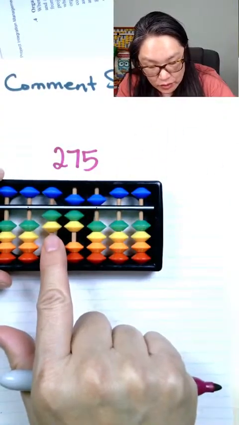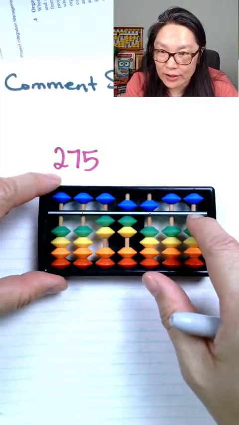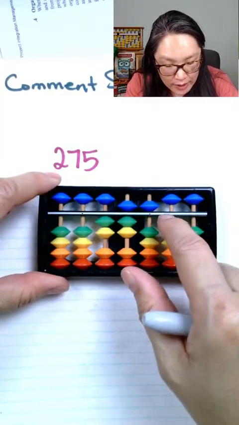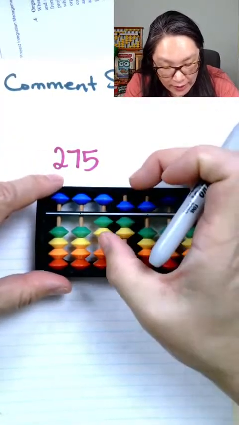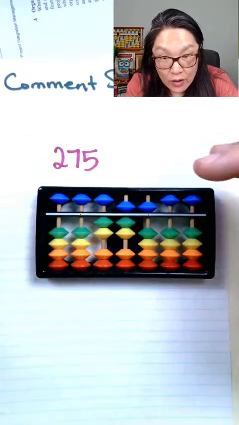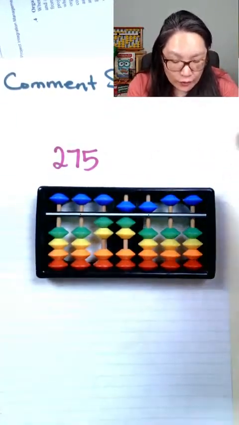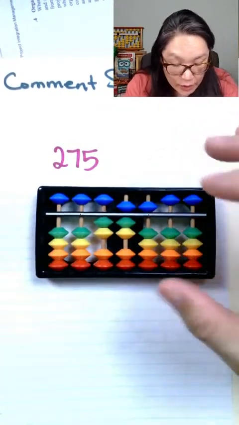This is 2. How do I know? Because it's touching this horizontal bar. I should center it more. This horizontal bar is what makes it count. So now we have 275. So here is another one. Oh, thank you. Good, Becky. Well done. So the first thing we need to do is understand how to read the abacus.